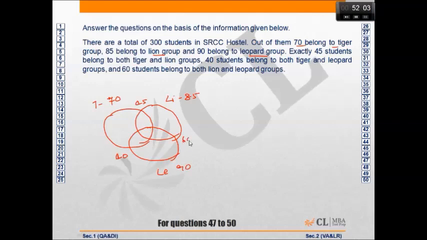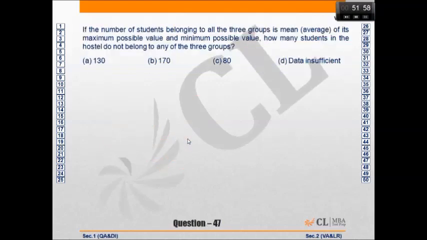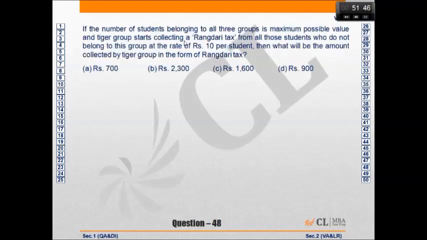Okay. Let's look at the question now because there is nothing more to this. The number of stones belonging to all 3 groups is the mean of the maximum and the minimum possible value. Okay. How many stones do not belong to any of the 3 groups? Let me look at the other question also. All 3 groups is the maximum possible value, and the tiger group starts collecting Rangdari tax from all stones who do not belong to this group at the rate of 10 per stone. What is the amount collected by the tiger group? Tiger group, how many was there? This should be done straight away.